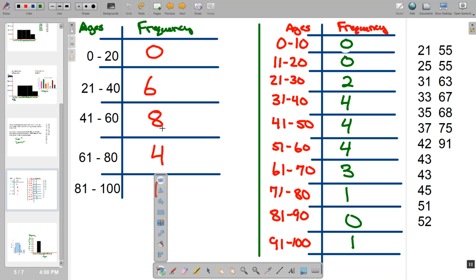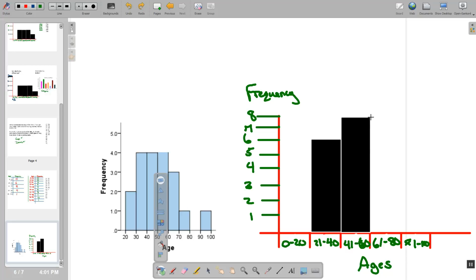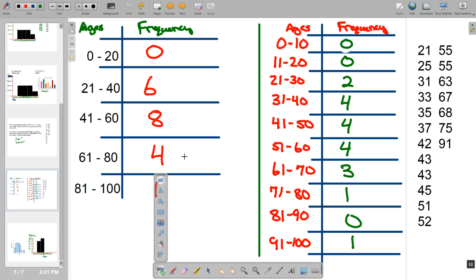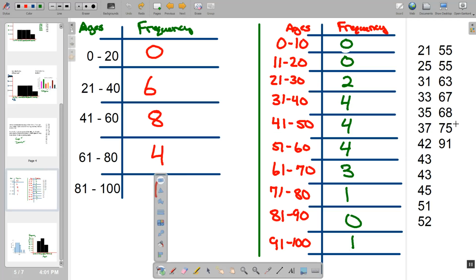Between 41 through 60, there were 8 people that fell within that gap, so I need to shade up to 8. 61 through 80 had 4 people from within that gap. And 81 through 100 had 1 person within that gap.